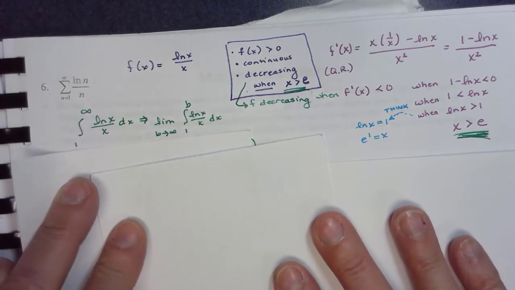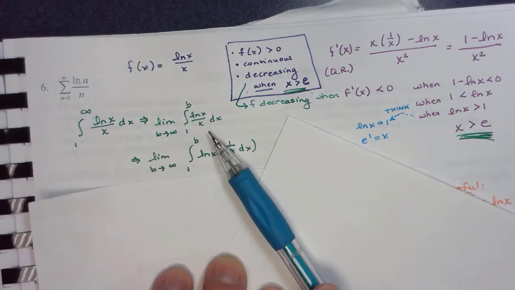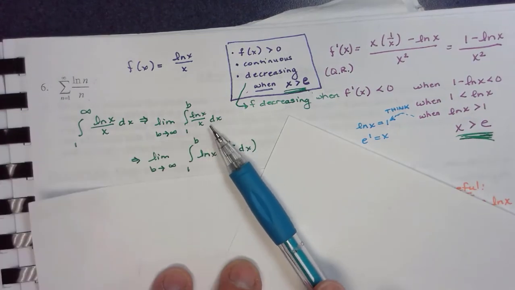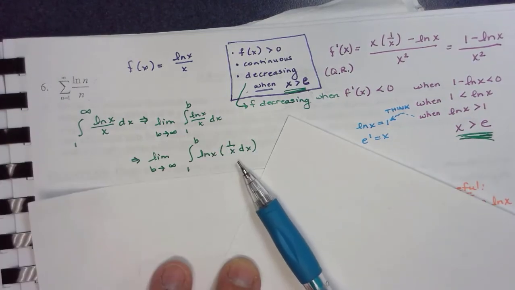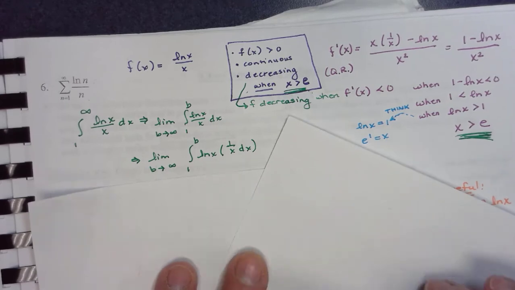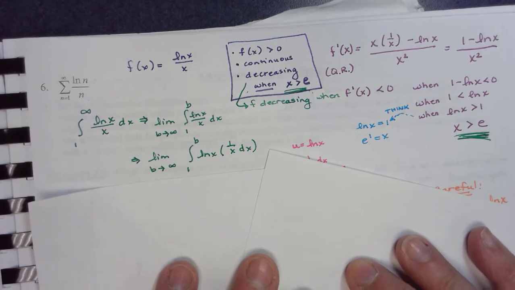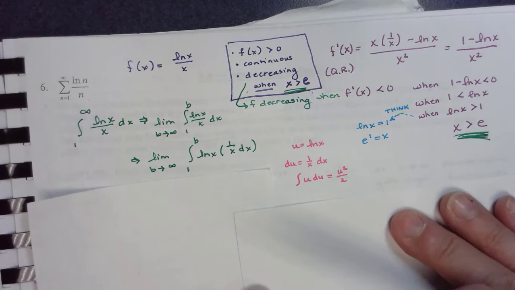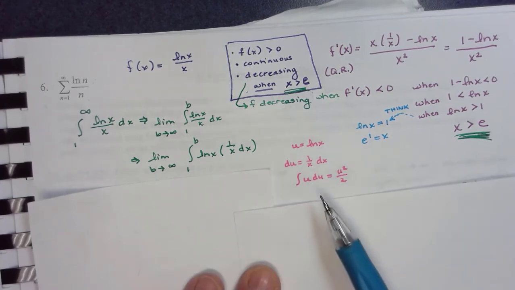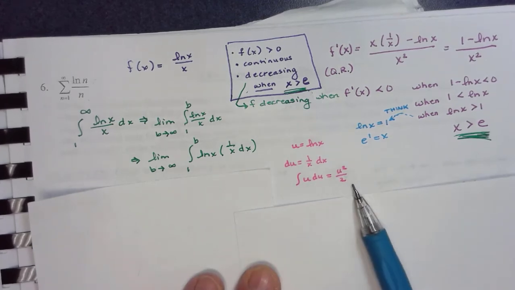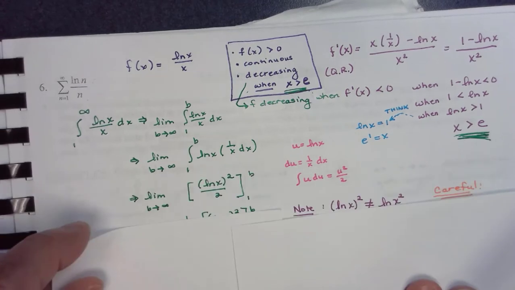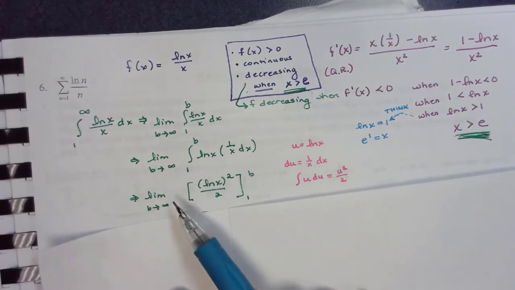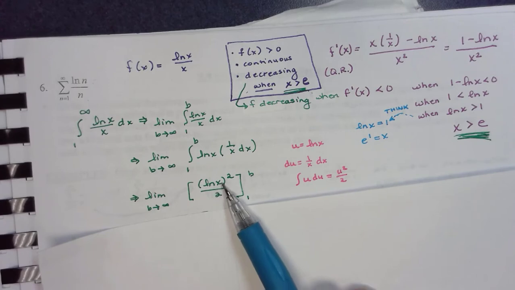Once again, we have an improper integral. We need to address that. What I see here is this function could be written like that, and now it's very clear that this 1 over x is the derivative of natural log of x. So we're going to let u equal natural log of x. So our du is 1 over x dx. So we are really looking at an integral of the form u du, which integrates to u squared over 2. So our integral would be the limit as b goes to infinity of natural log of x, quantity squared, over 2.